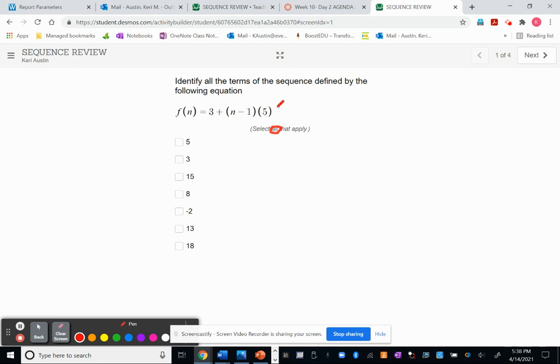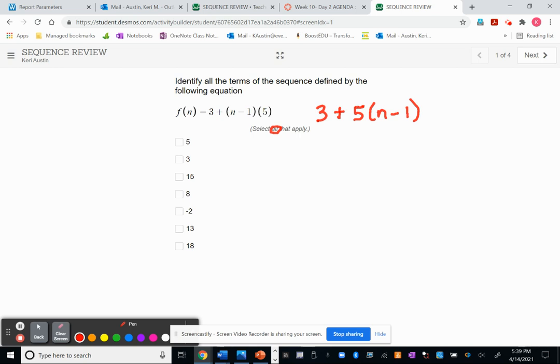Now, you can write rules in all different sorts of ways. You could also rewrite this as 3 plus, you can put the 5 in front of the n minus 1, if that helped you make more sense. And why do they have the 5 in parentheses? Just notation.